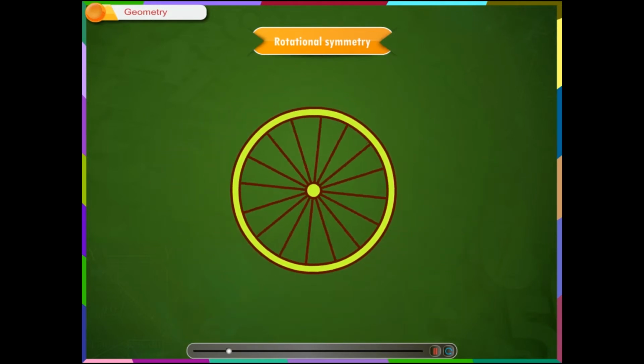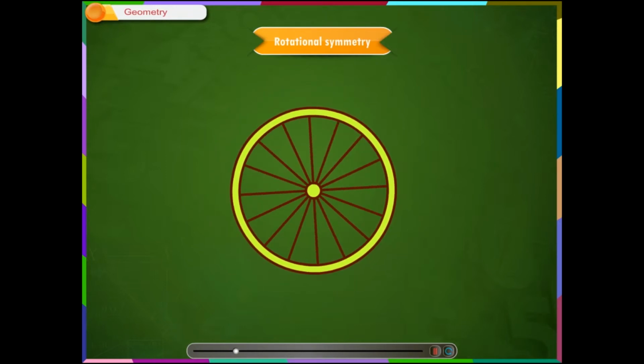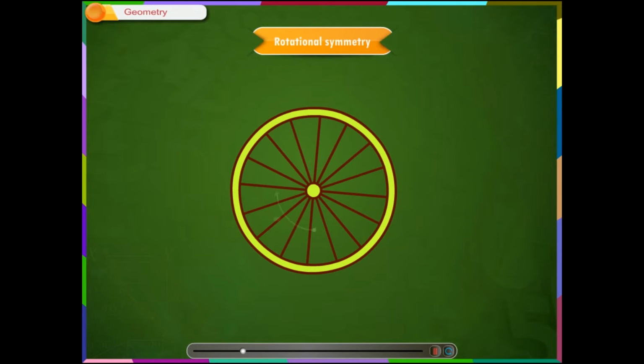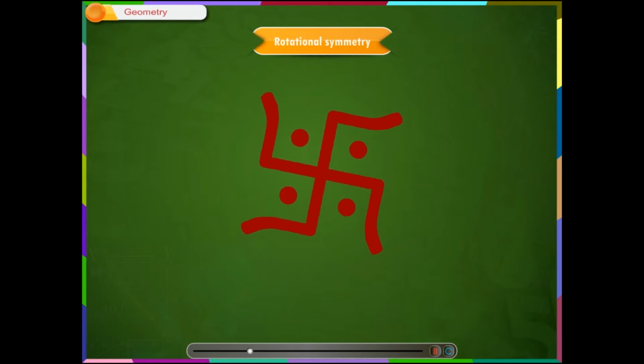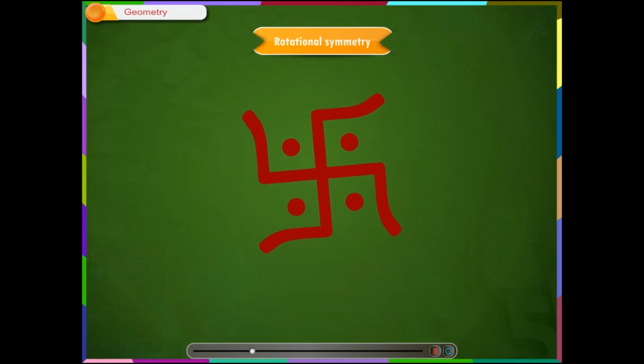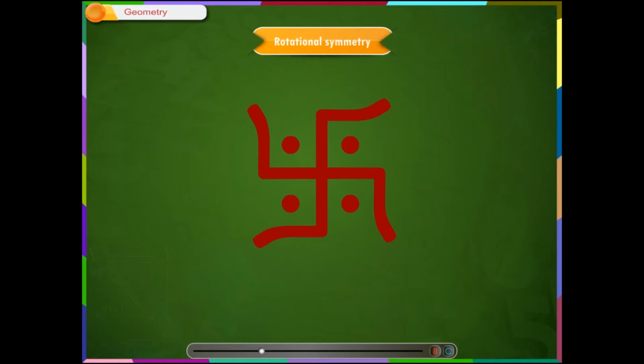A full turn refers to a rotation of 360 degrees. A half turn refers to a rotation of 180 degrees. A quarter turn refers to a rotation of 90 degrees. The angle at which a shape or an object looks exactly the same during rotation is called the angle of rotation. For this figure, when we rotate it to 90 degrees, it looks the same.